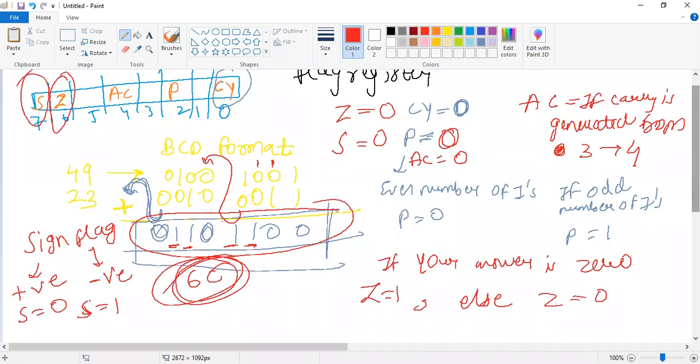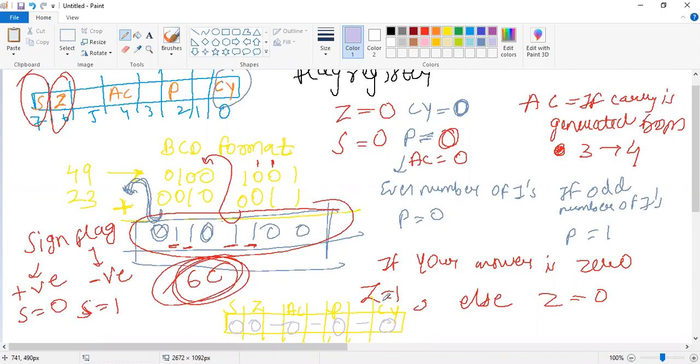Now what you have to do? You have to draw the flag register. So this is our carry flag. This is our parity flag. This is our auxiliary carry flag. This is zero flag. This is sign flag. Now you have to fill all this data. 0 is 0 here. There's nothing, just put a dash.